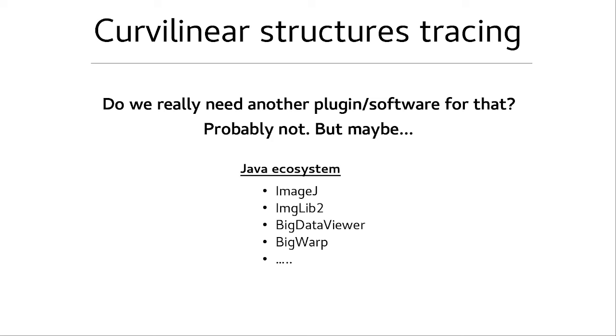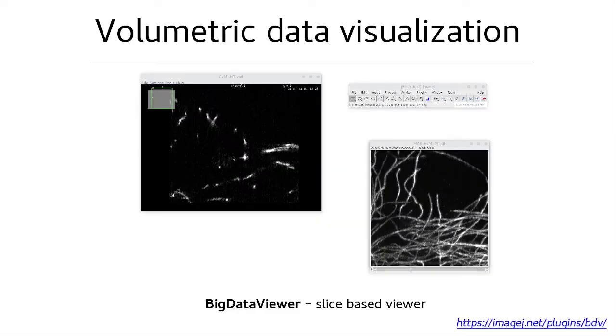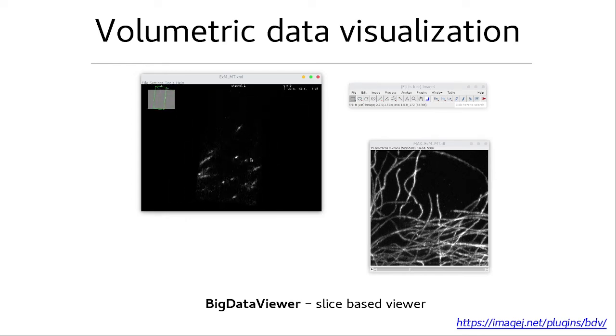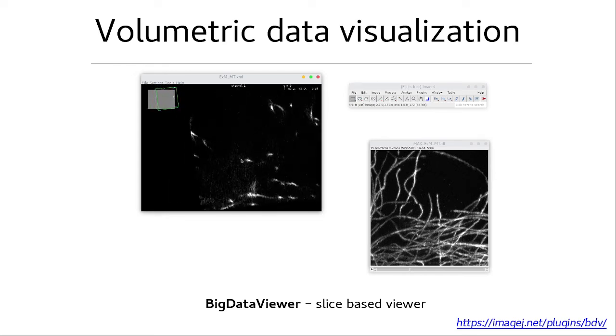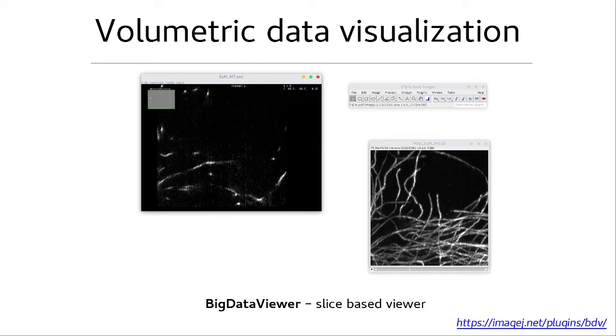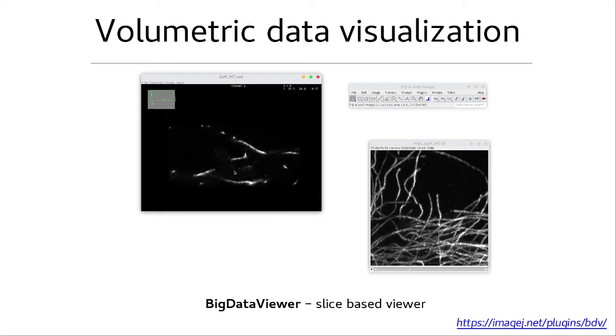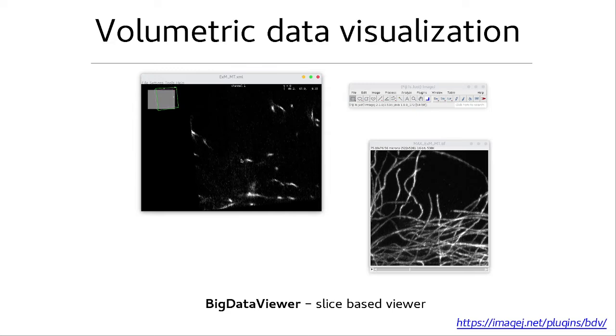For plugin implementation, we chose what I call a Java ecosystem, mostly because A, there are a lot of image analysis libraries available, and B, well, because I have much more experience coding in Java. The most widespread Java plugin for large 3D microscopy data is probably, in my opinion, Big Data Viewer. It is really great, but it is slice-based, and we wanted to have some real 3D rendering, so we turned to its cousin, Big Volume Viewer.